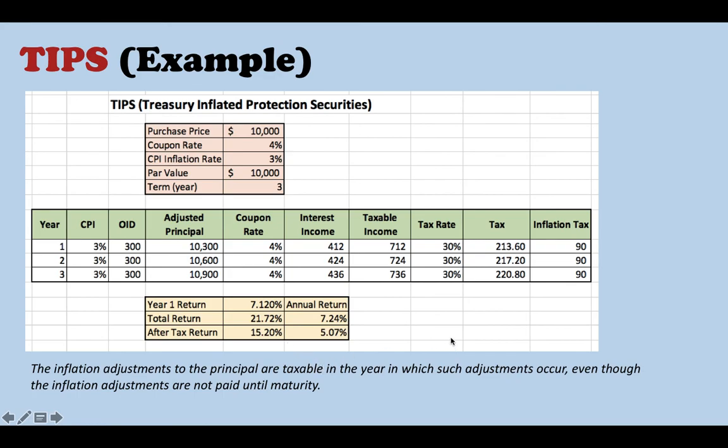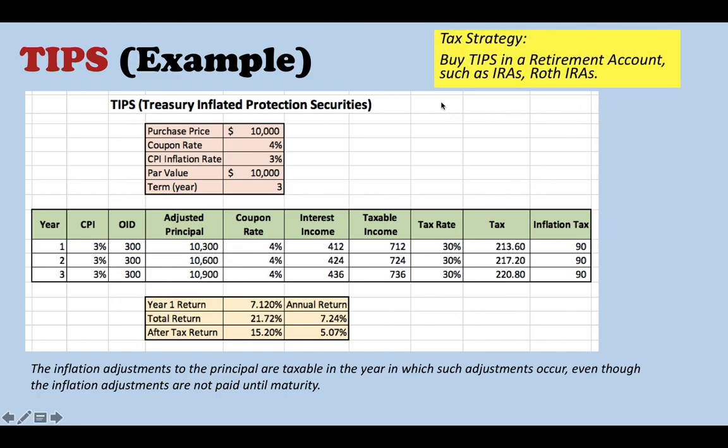So for strategies, if you want to buy TIPS, you can invest in TIPS in your retirement account, such as an IRA or Roth IRA.